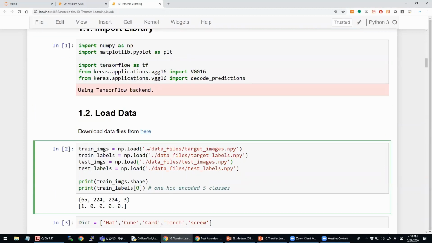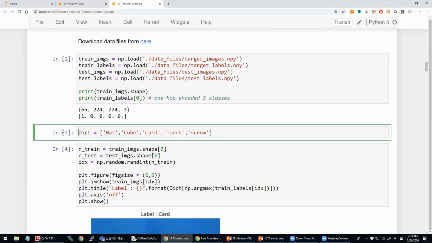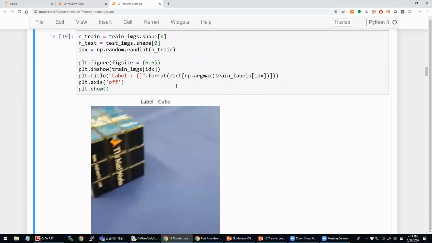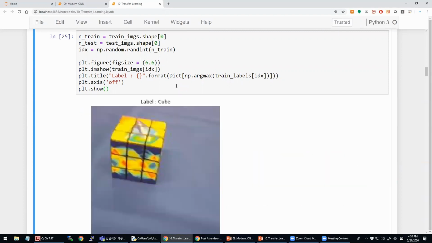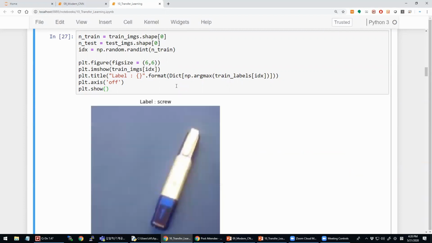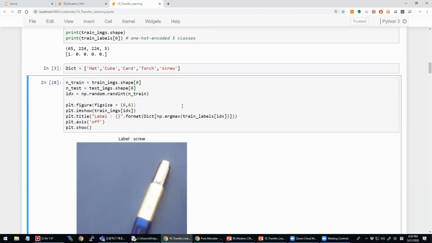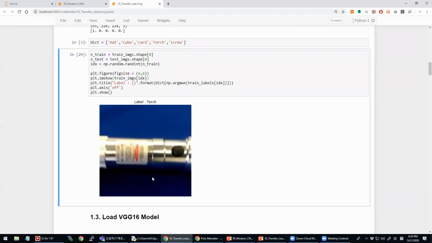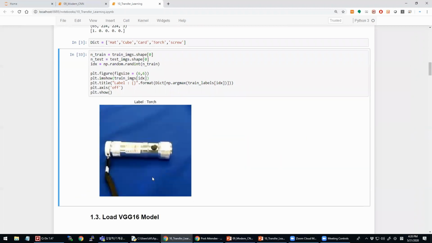And these are the small data set that I have, and I'll show you. You have hat, cube, screw, and hat, cube, hat, card, cube. I just want to know where's the torch? Is that the screw? I'm not sure. Yeah, it looks like it's a screw with a cap. What is the torch? So this is the torch. Okay.